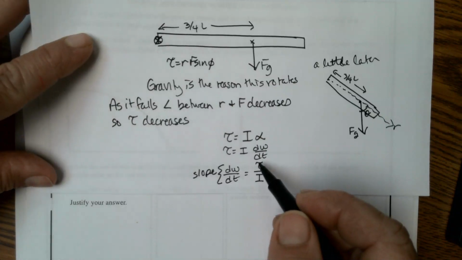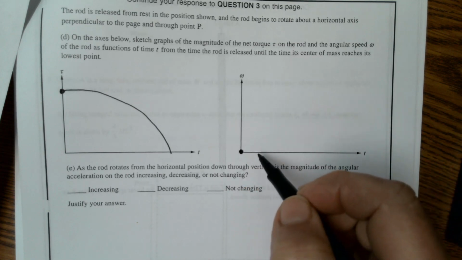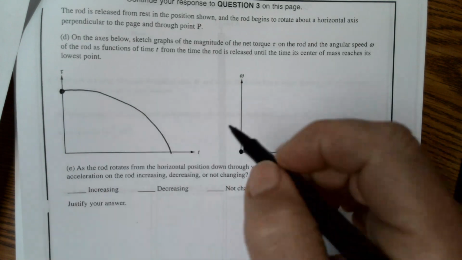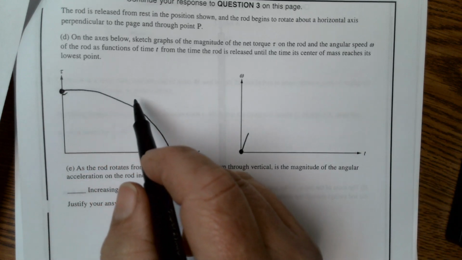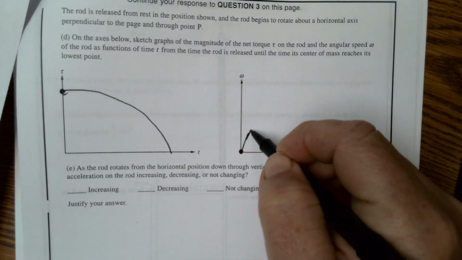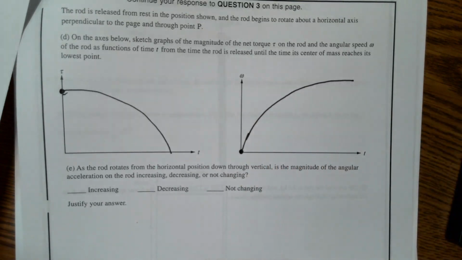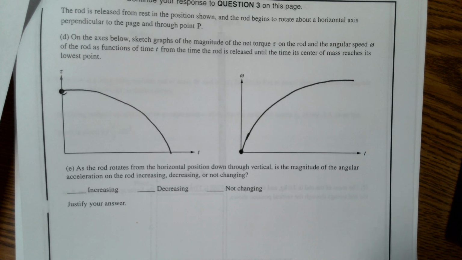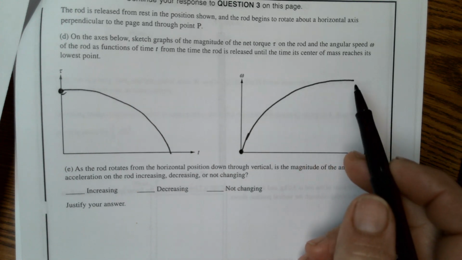So in the beginning, I start at nothing. But remember, the slope of this line is this. So in the beginning, my slope is big because torque is big. But what happens as I go on? My torque gets smaller and smaller and heads to zero. So my slope gets smaller and smaller and heads to zero. And so those are my two graphs that show what this rod does as it is released and as it is falling. The torque decreases, the angular velocity increases, but at a decreasing rate.